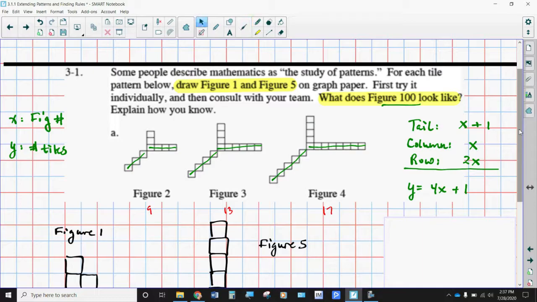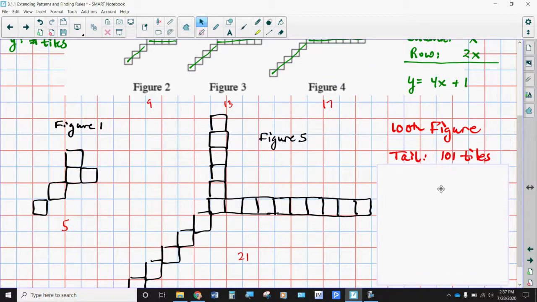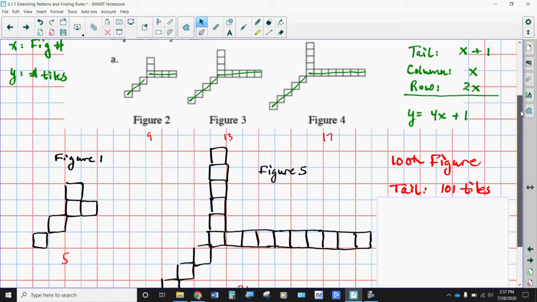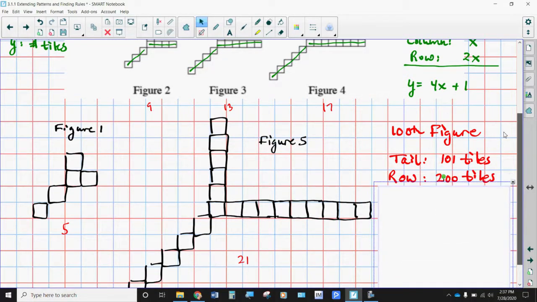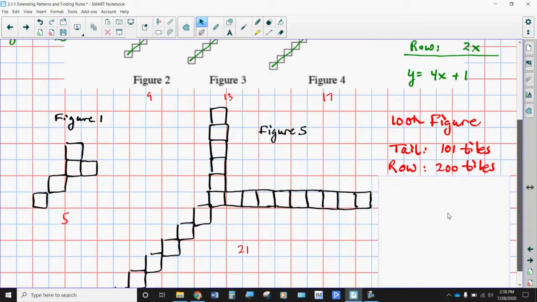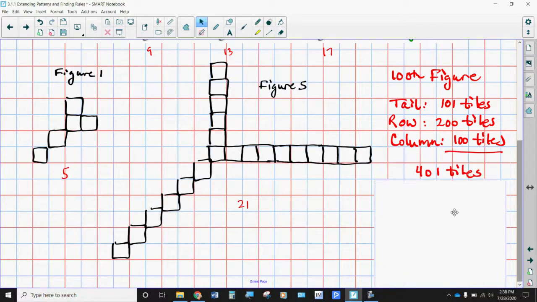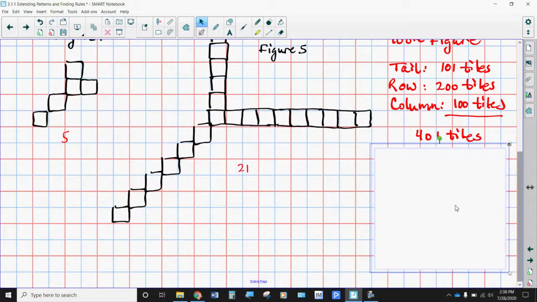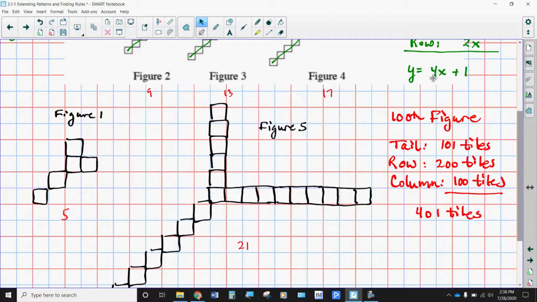So what does the 100th figure look like? The 100th figure is going to have a tail that is x plus 1, so it's going to be 100 plus 1, 101 tiles. Then it's going to have the row, which is going to be twice the number of tiles, so 2 times 100 is 200, and then the column would be 100 tiles tall for a total of 401 tiles. And let's use our rule to see if we can verify that. 4 times 100 is 400, plus 1 is 401.